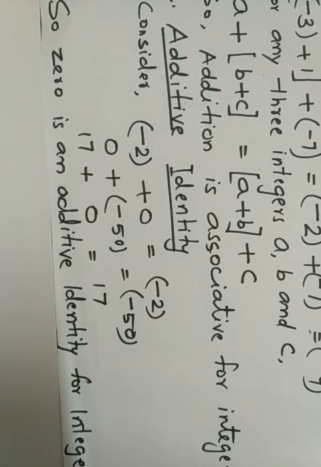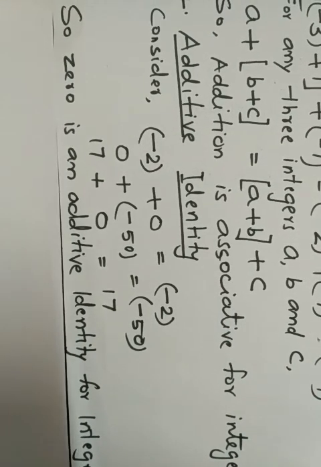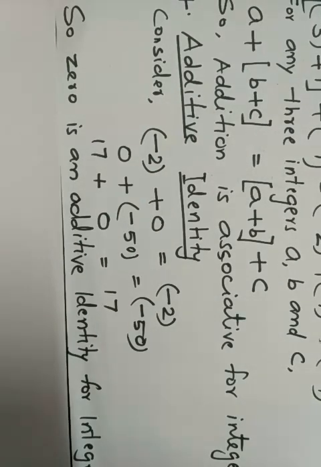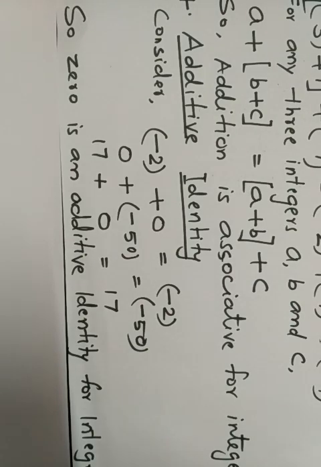These are the four properties of addition and subtraction of integers. What is the first one? Closure property. What is closure property? When we add two integers, the sum is also an integer. When we subtract two integers, the difference is also an integer. So we call integers closed under addition and subtraction.